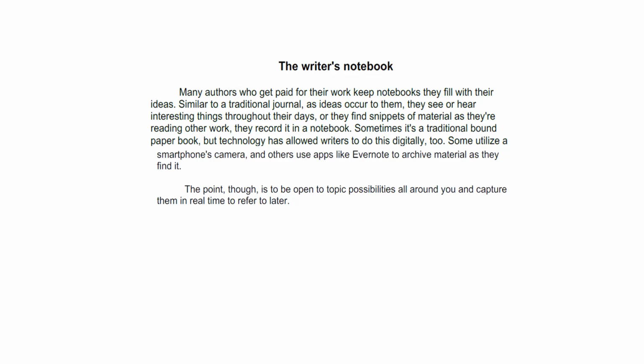So, again, don't lose your past ideas. Write them down now, because maybe you don't have the time, or you can't fit them into a paper the way you want to write. But as you continue this process, later a certain topic or opportunity might present itself. The point is to be open to topic possibilities all around you and capture them in real time to refer to later.